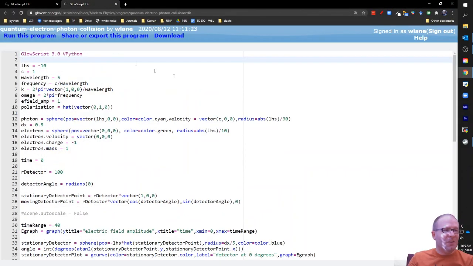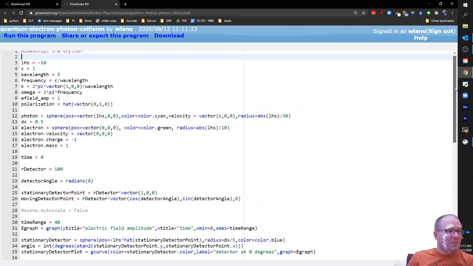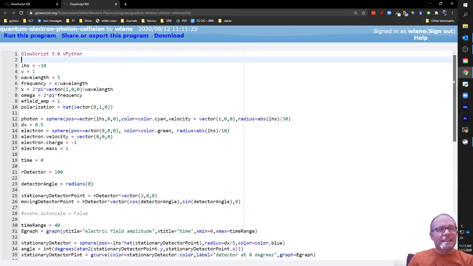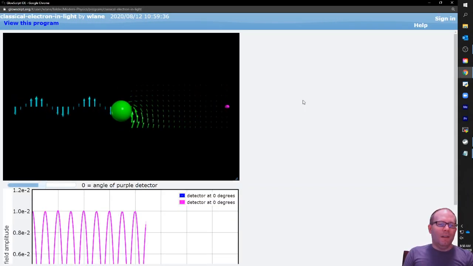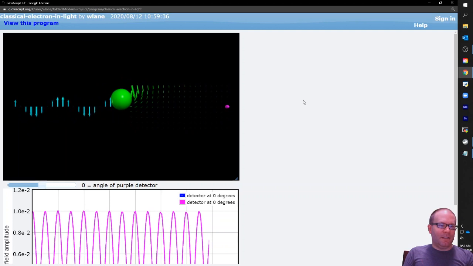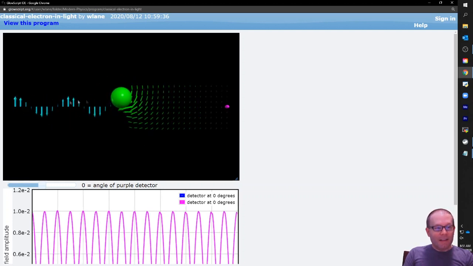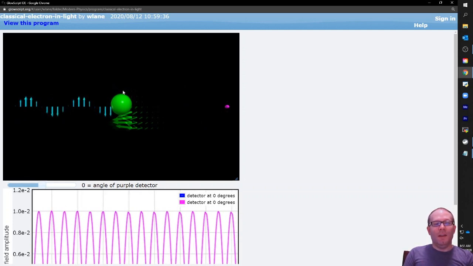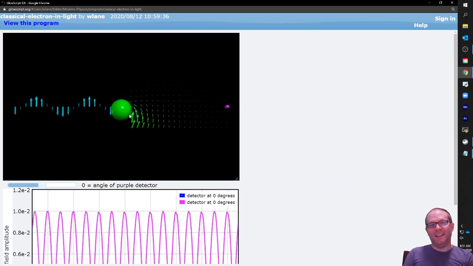Then we come over to the Compton model, to the quantum model. So here what we're doing, we're modeling an elastic collision. Let's now take a look at a simulation of classical light interacting with a non-relativistic electron.